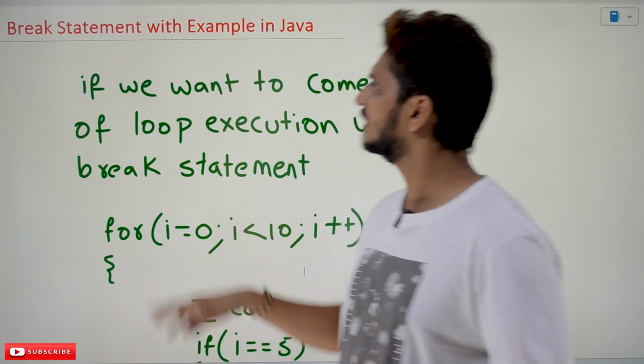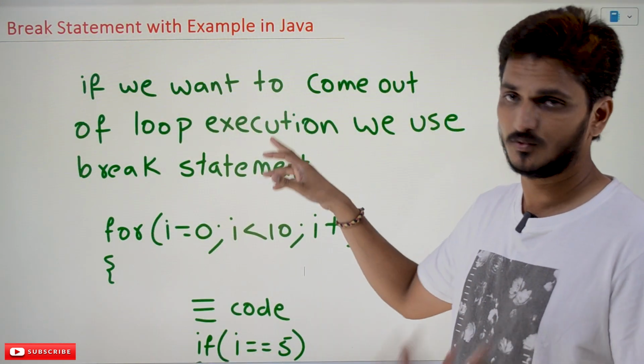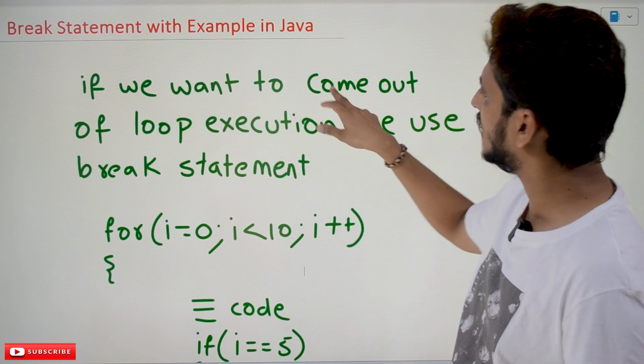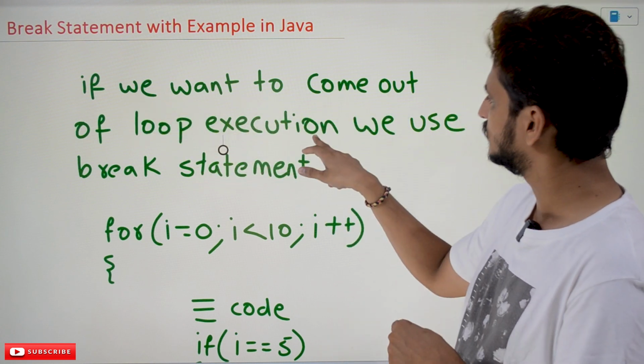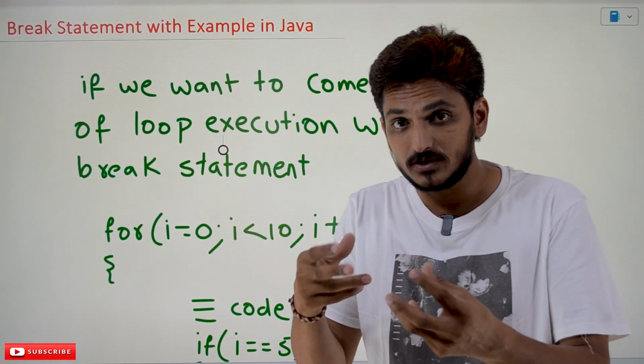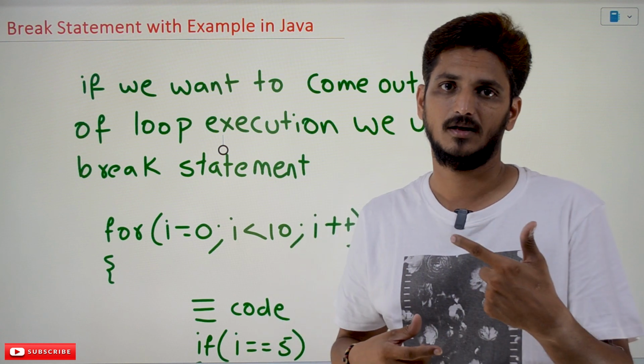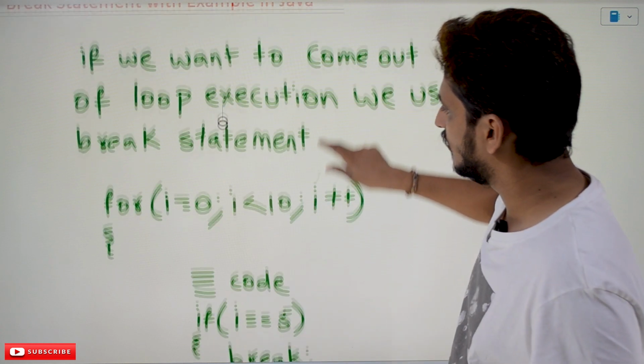Coming to today's class, when are we going to use the break statement? If we want to come out of loop execution, we use the break statement. So if you want to come out of the loop execution in the middle, we need a break statement. With an example, we will understand it better.